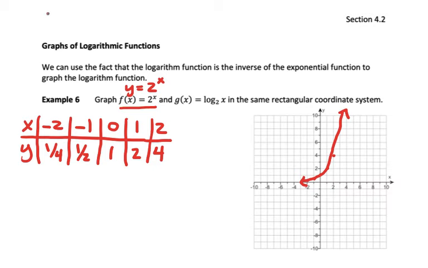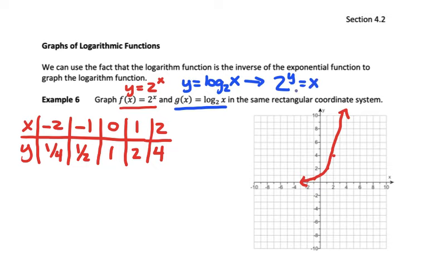So now we're going to do the graph of g of x. G of x equals log base 2 of x. So remember, we can write this as y equals log base 2 of x. Now if I rewrite this in exponential form, I get 2 to the y equals x.